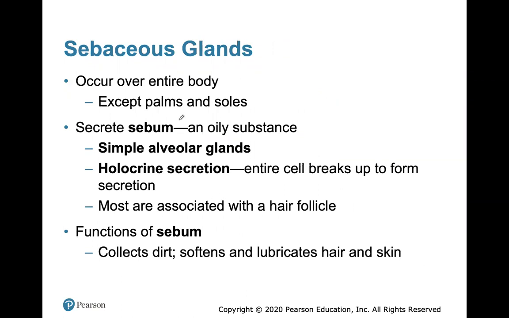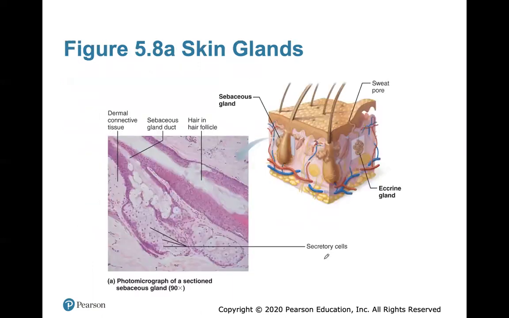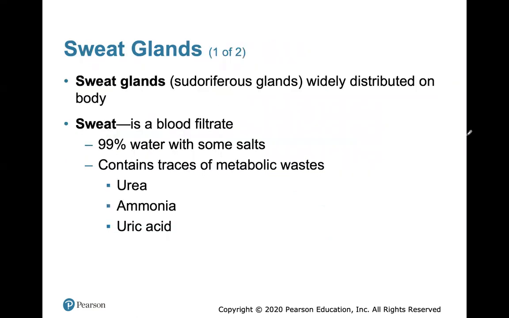Sebaceous glands are over the entire body, except palms and soles, and they secrete sebum, an oily substance. Most sebaceous glands are associated with the hair follicle, and they help to collect dirt, soften, and lubricate the hair and the skin. So here's a look at skin glands, and here's a sebaceous gland secreting an oily sebum, most often associated with a hair. Sweat glands are more widely distributed on the body.